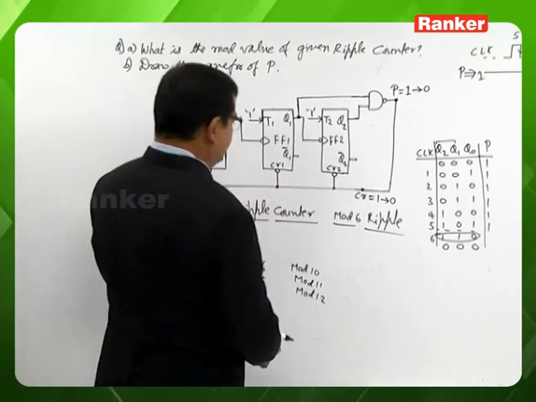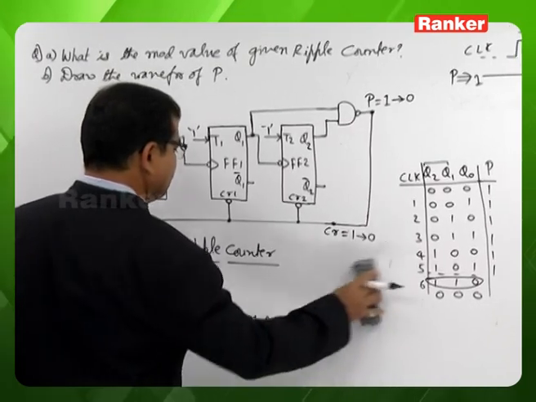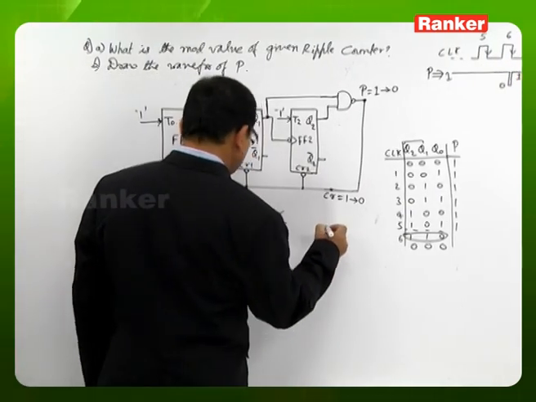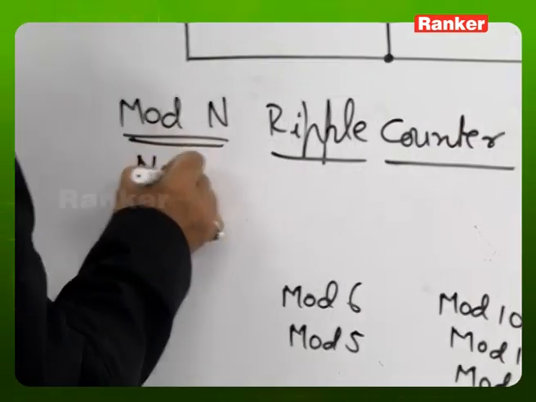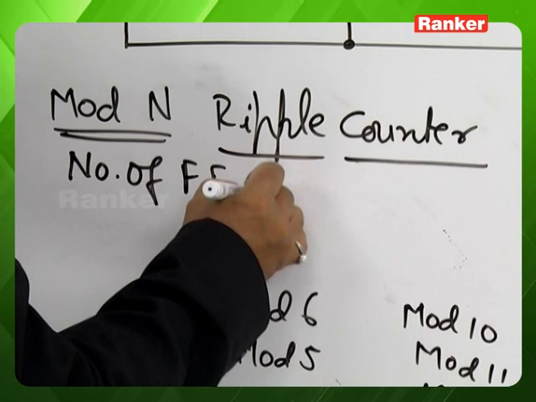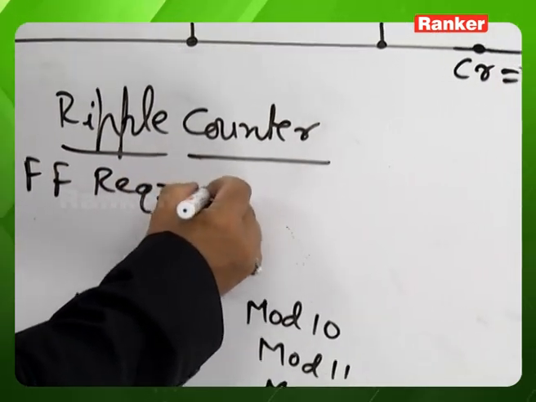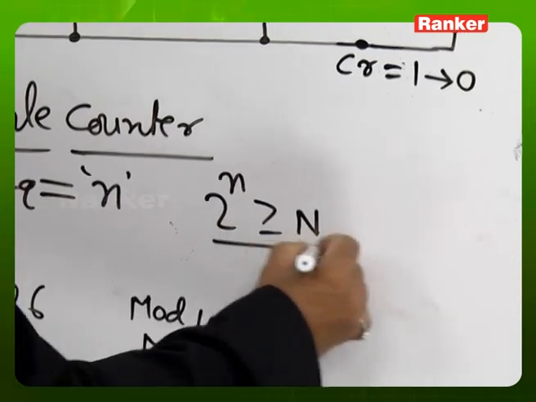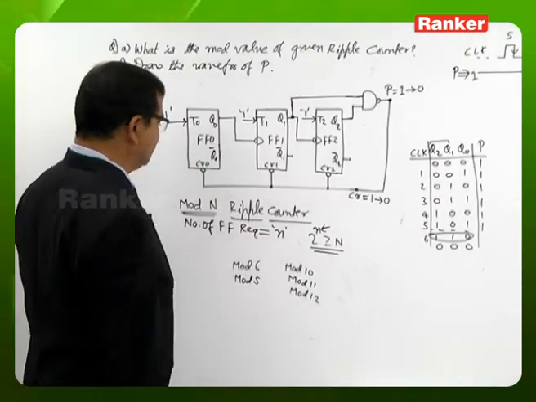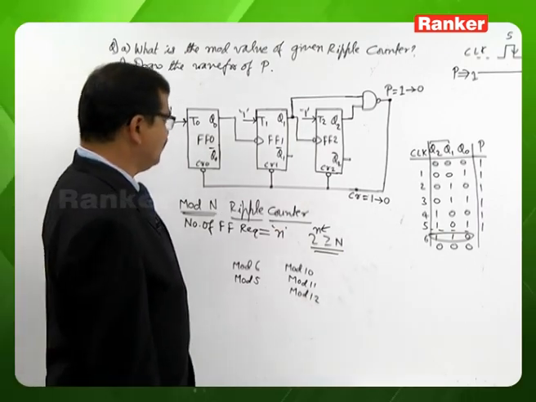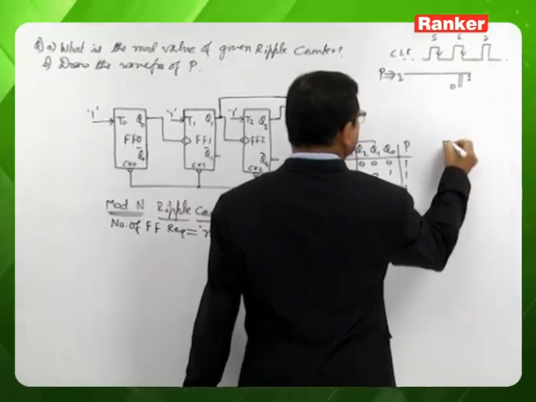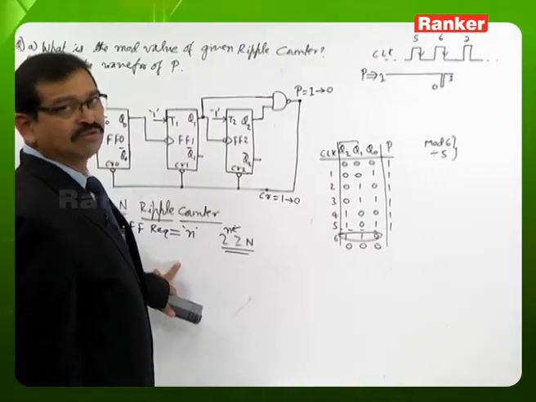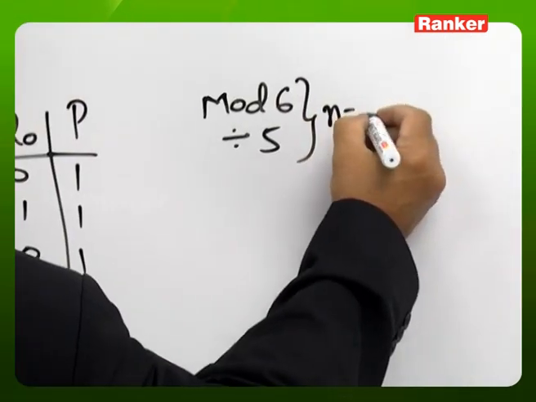To build a mod n ripple counter, first of all, we need to identify the number of flip-flops required. Let us take the small n. This n we are going to decide based on this condition. Generally, we will be going for the smallest possible n value. So, when we are looking at such a mod 6 ripple counter or divided by 5 ripple counter, based on this condition, the number of flip-flops we need is 3.